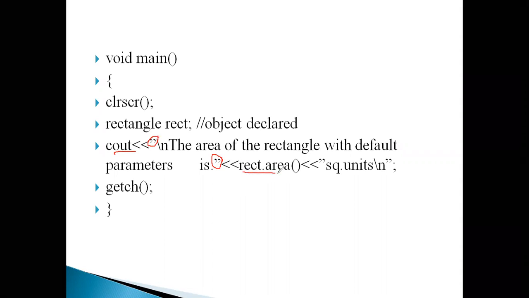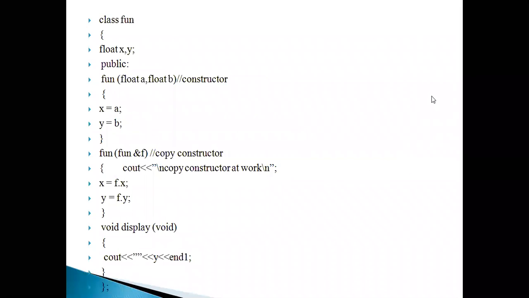After that, it has to print rect dot area. Area is nothing but a normal member function. So when you are going to invoke the normal member function, we have to use the object and the dot operator. So rect is the object, rect dot area, which is going to calculate the value of length into breadth. So and so value will be calculated, and then close the main program. So this is the way we execute the default constructor. Now look at one more.